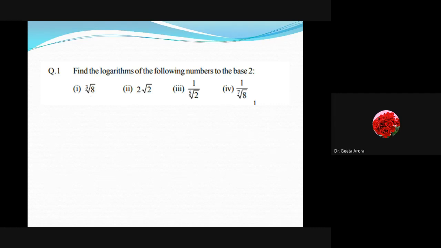We have the first part. I think my mouse is not working properly, just wait. Sure.